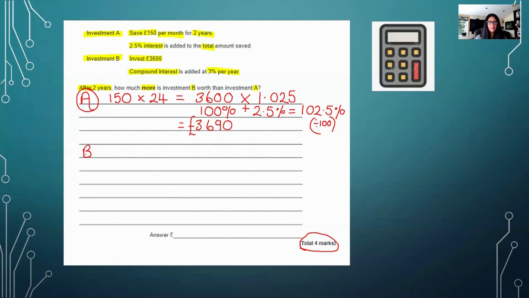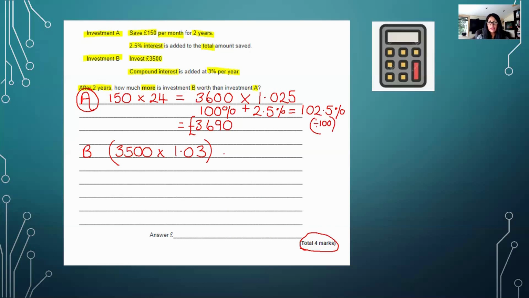Right, let's look at investment B now. So this time we're starting with £3,500 and we want to find 3% but using compound interest. So just like we did before, we start with 100%, we're adding on 3%, so that gives us 103%, divide it by 100, so we want 1.03 of our starting amount. So that would give us our final amount at the end of year 1. Now, compound interest means that the second year we're starting with a new amount. So we're going to find the interest based on the new amount.